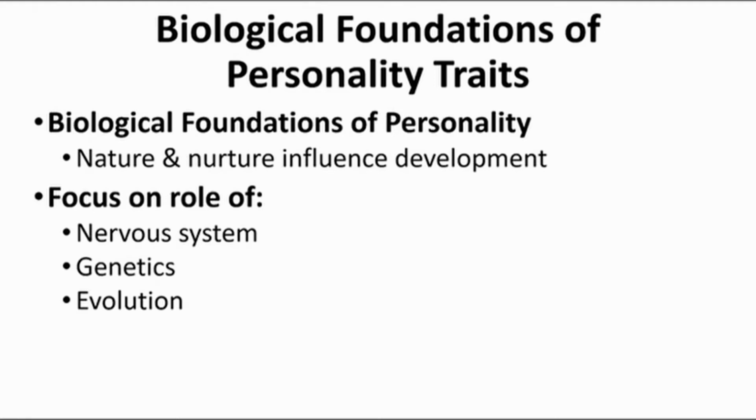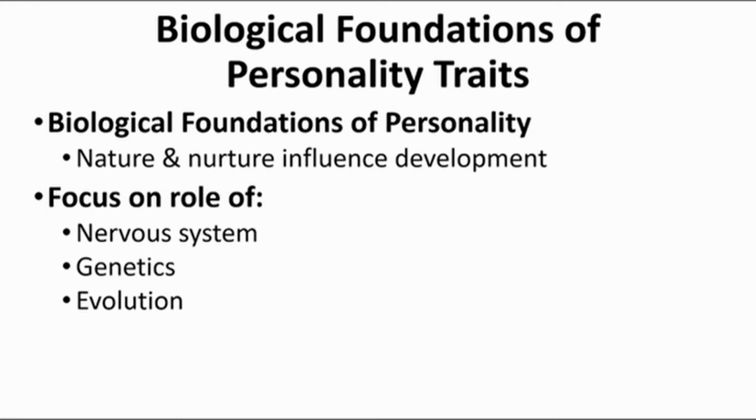So for different traits, we have different contributions from the environment and different contributions from your genetics. And if we want to consider that biological role in the development of these different traits, we can focus on 3 different levels. We can look at the level of the nervous system, of our genetics, and of evolution.